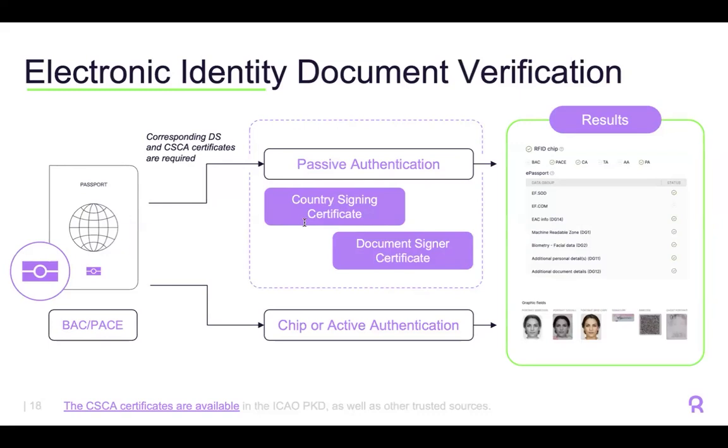When the appropriate infrastructure and systems are in place, this process verifies the electronically stored information in the e-passport is authentic, was issued by the given country, and has not been tampered with. The certificates are available in the ICAO public key directory as well as other trusted sources.